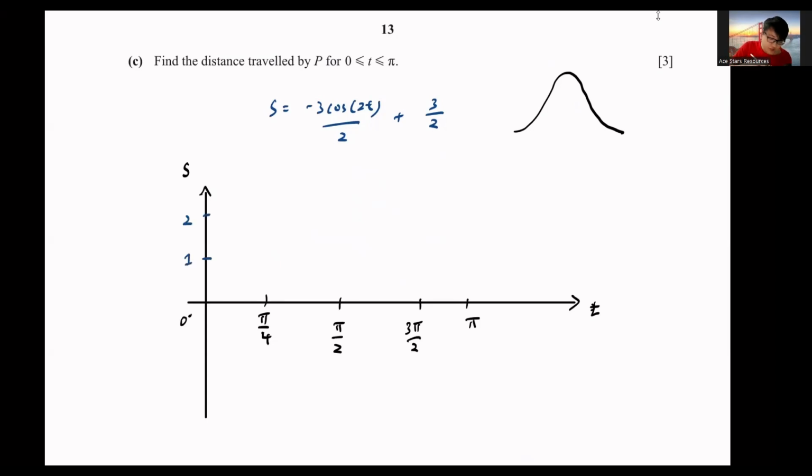Hold on, let me set my calculator in radian mode. Minus 3 over 2 cos 0 plus 3 over 2. So it's going to be 0 here. Negative 3 over 2 plus 3 over 2 is going to be 0. We're just going to plot my graph. Hold on. Did I just press it wrongly or something? So this is 0. Minus 3 over 2 cos 0 plus 3 over 2 is going to be 0.